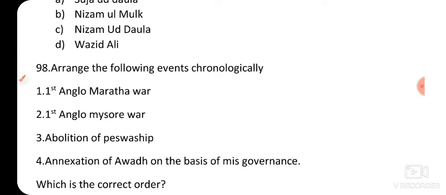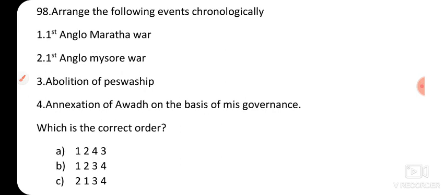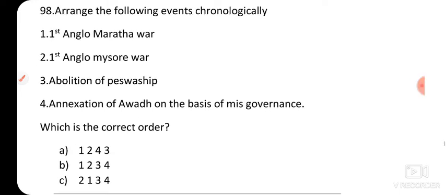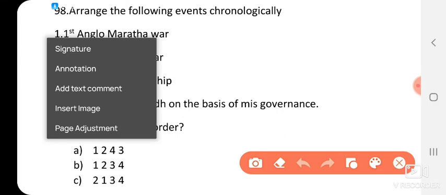Arrange the following events chronologically. Statement 1, First Anglo-Maratha War. Statement 2, First Anglo-Mysore War. Statement 3, Abolition of Peshwaship. Statement 4, annexation of Awadh on the basis of misgovernance. Which is the correct order? So let us see which is the correct order. First, the First Anglo-Maratha War. It was held in 1775.